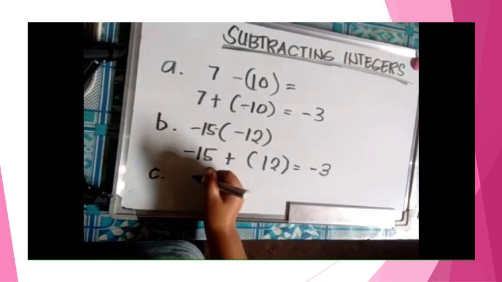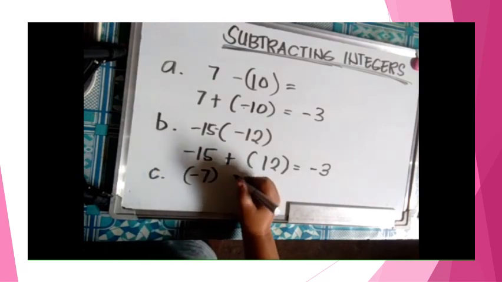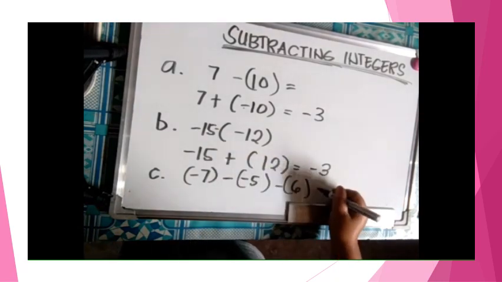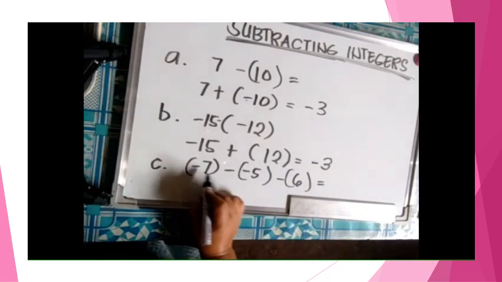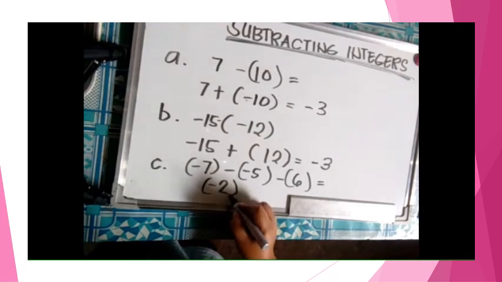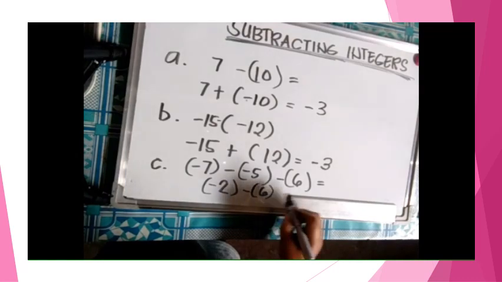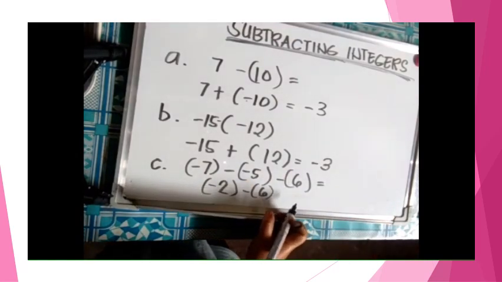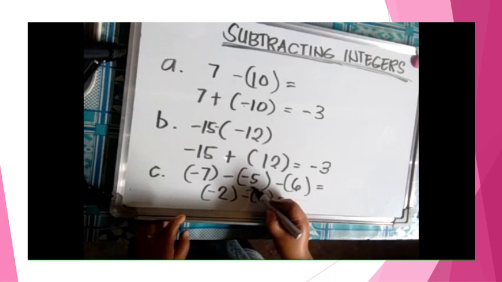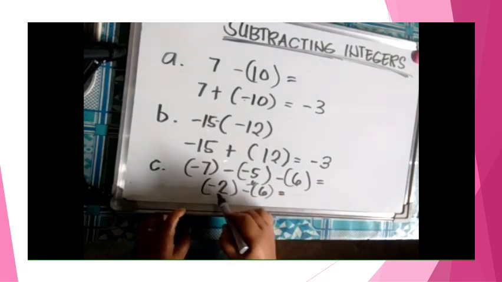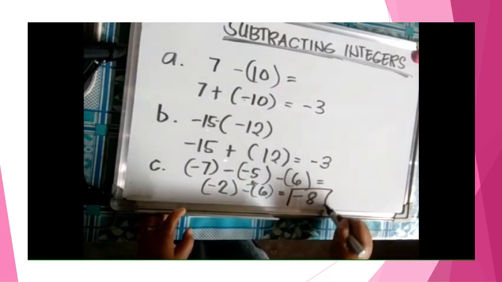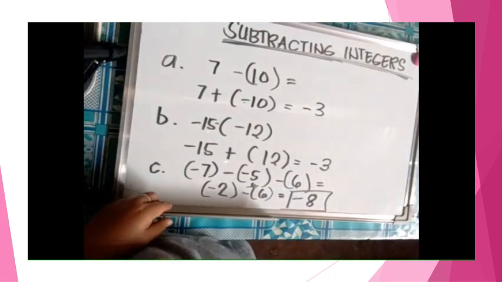Okay, let's have an example. Letter C. We have negative 7 minus negative 5 minus positive 6 is equal to what? Negative 7 minus negative 5 is equal to negative 2. Okay? Negative 2 minus positive 6 is equal to what? What is the opposite of positive 6? It is negative 6. Therefore, negative 2 plus negative 6 is equal to negative 8. Right? Am I correct? Very good.